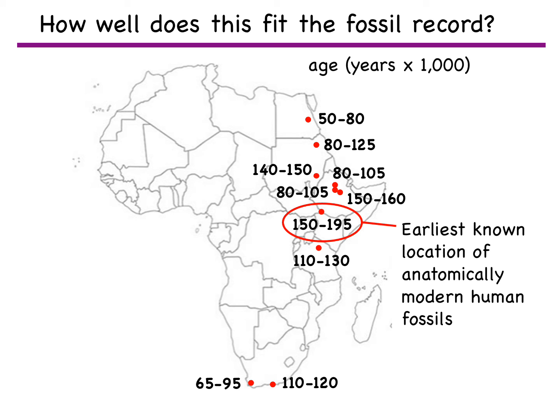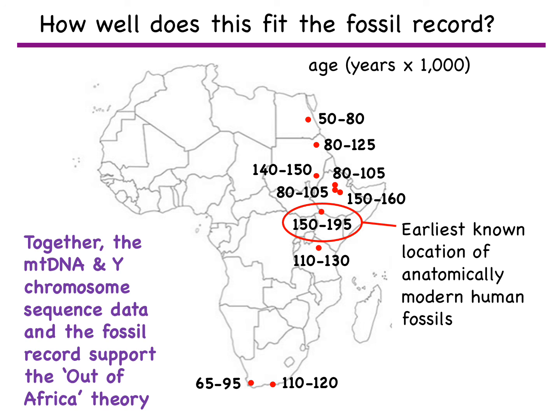So that's kind of interesting. The data that supports that is basically mitochondrial DNA, Y chromosome, and there's nuclear evidence that supports this out of Africa theory.